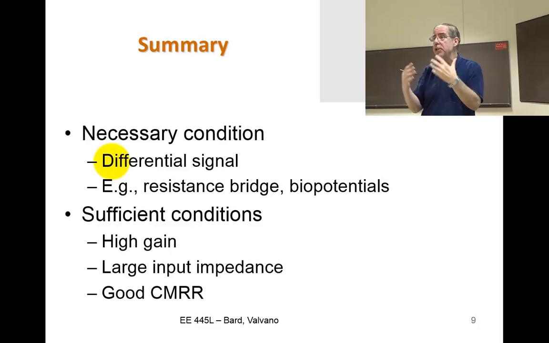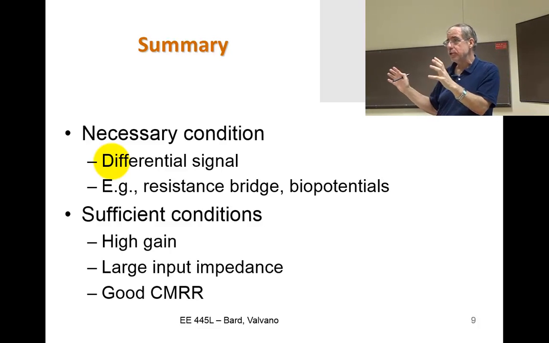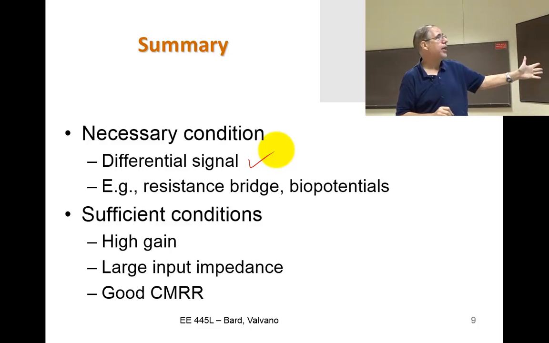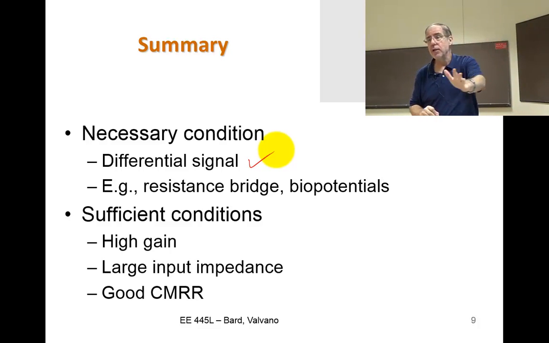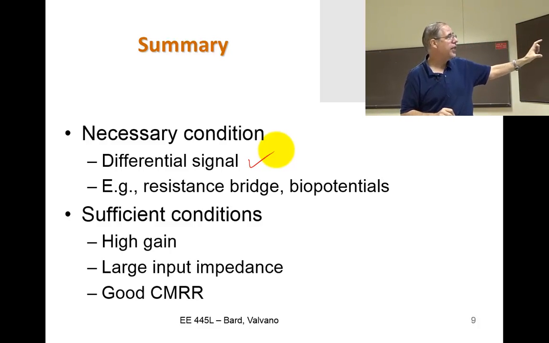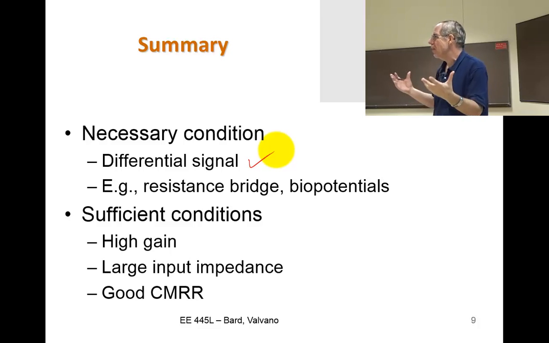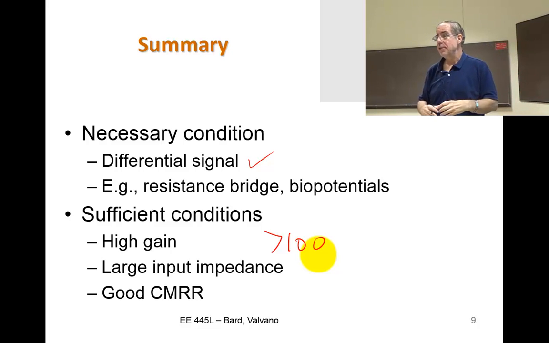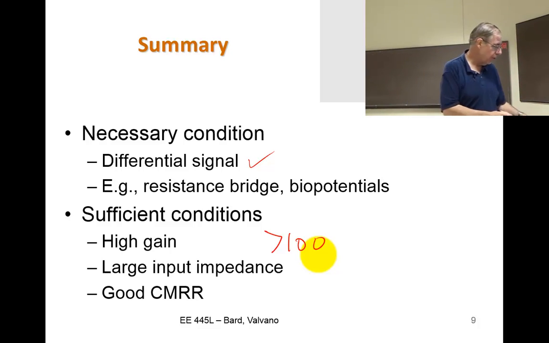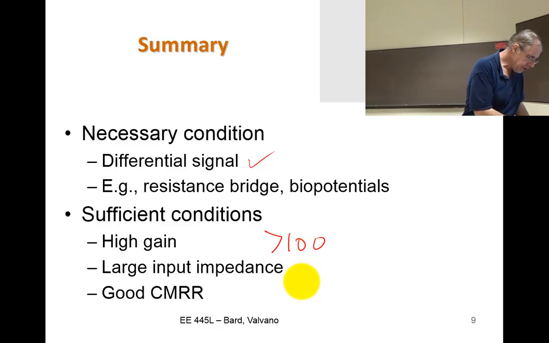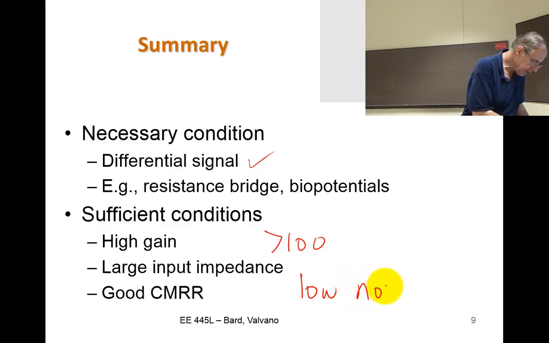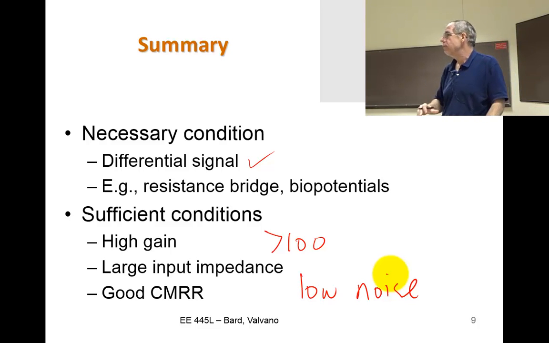So in summary, instrumentation amplifiers are like the Jaguars of op-amps. Okay? You use them when you need them. And when you need them, it must be differential. Okay? Like a bridge, like a biopotential, like a thermocouple. And it has to have one of these sufficient conditions. A large gain, that means over 100 maybe. Okay? Over 100. Great input impedance. So 110 kiloohms is not good enough. Or a good common mode rejection ratio. And the other way you can tell you need good common mode rejection ratio is when the term is low noise. All right, next time we're going to do filters, questions.